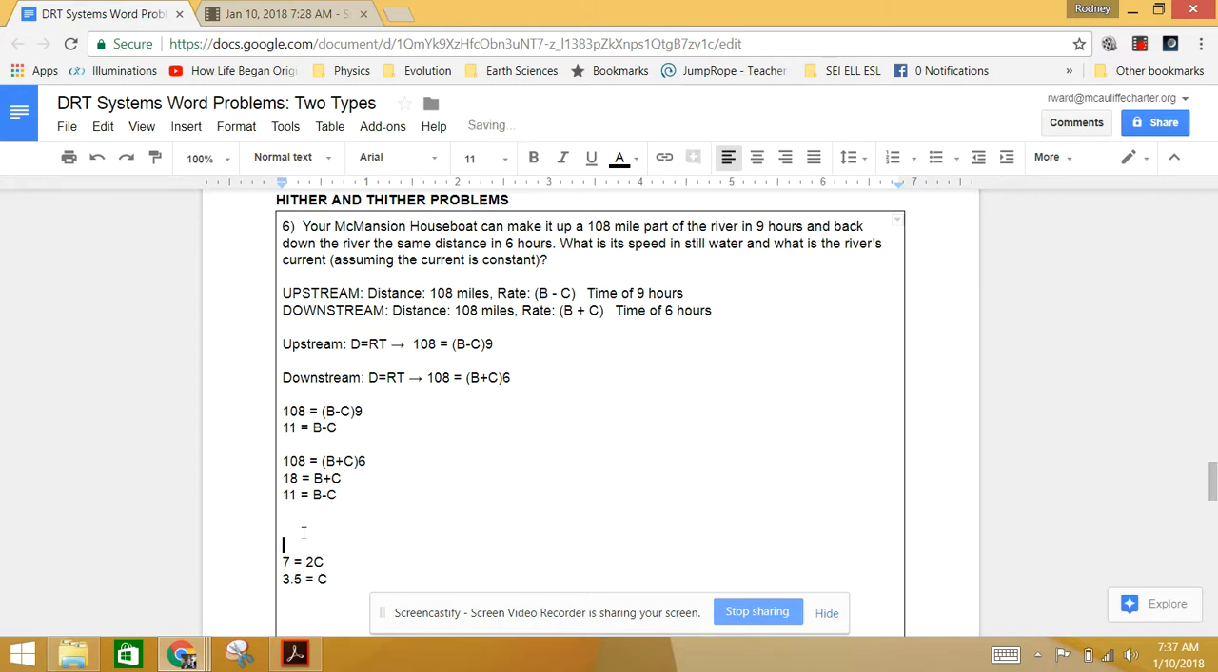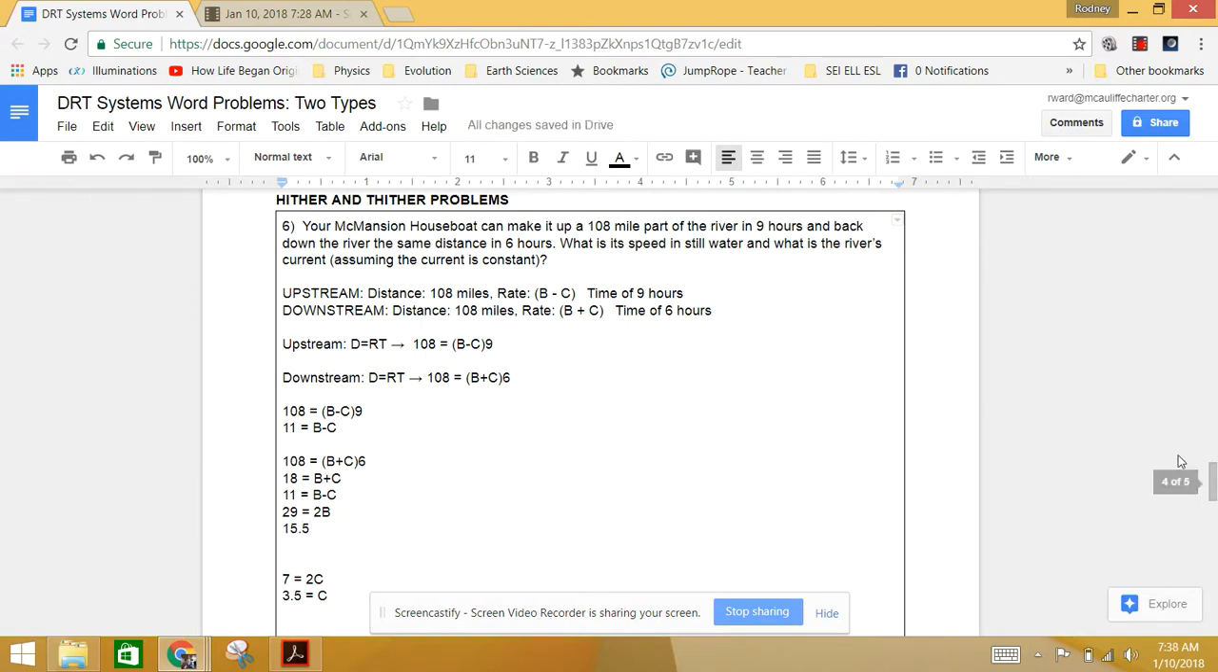And then I'm going to do the same thing. I'm going to do elimination only. Now I'm going to aim to get rid of c, and so I'm going to add them together. So 18 plus 11, when I add them together, is going to get me 29. And if I add, b plus b is 2b, and so now I can work out my boat speed. My boat speed is going to be half of 29, which is going to be 15.5.